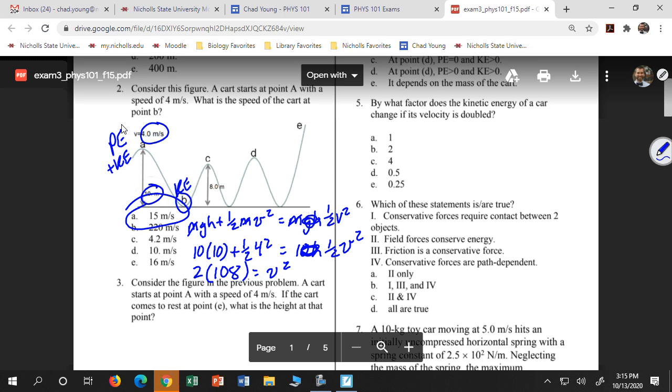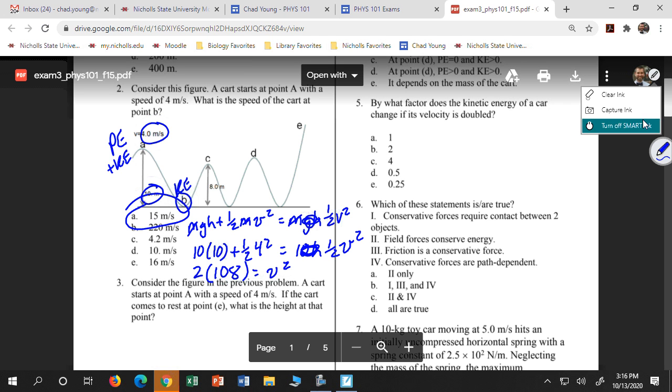And then there's a similar question where I ask you at some other point, what is the speed or what is the height? So for example, if I'm asking the height at point E, where the object would come to rest, you do this very similarly, where you'd say the potential energy plus the kinetic energy at point A is equal to just what type of energy at point E? What does it have up here? Just potential. So I've set this equal to mgh at point E. These are questions 1, 2, and 3 on the test.